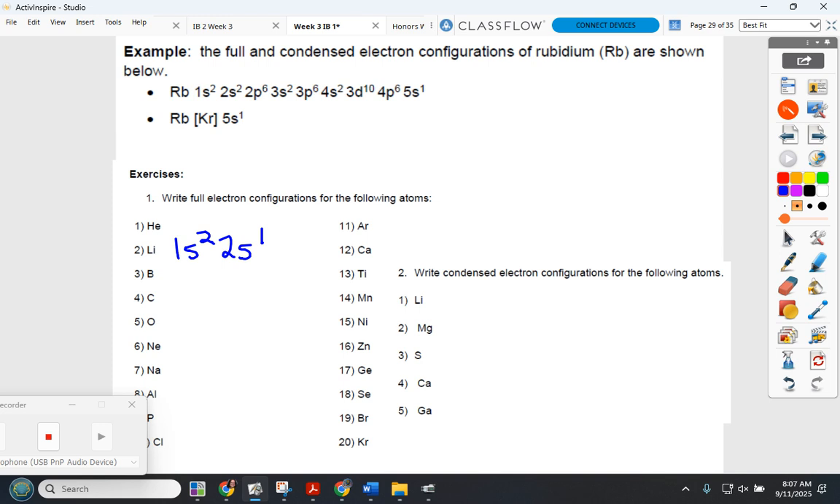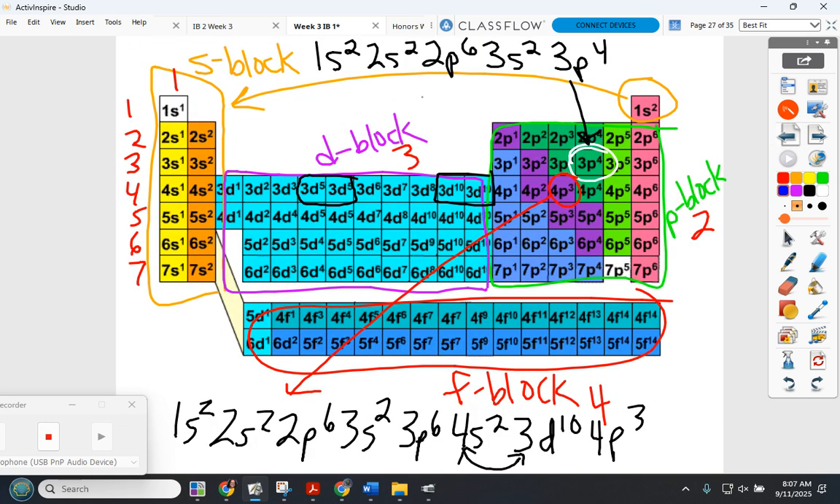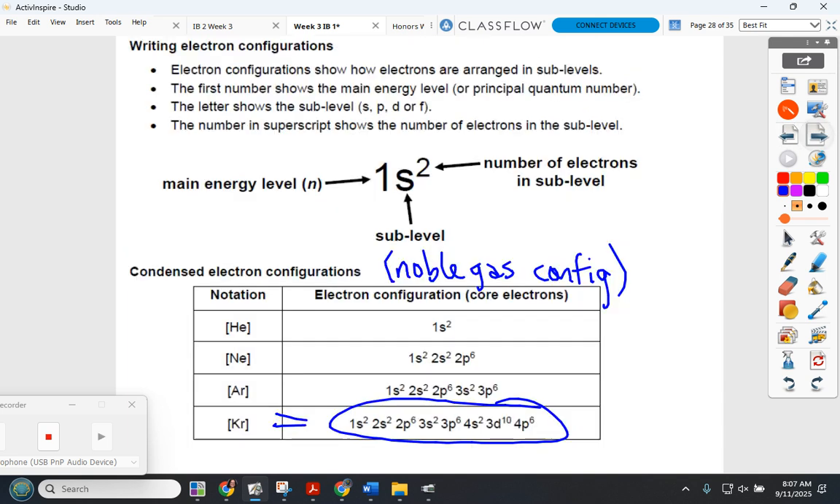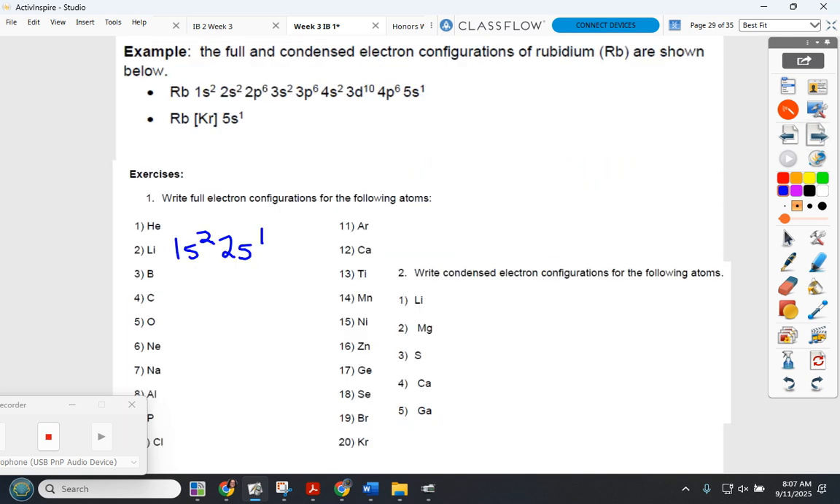So we would look at the noble gas that comes before lithium, which is helium, and we would write He in brackets, and then add the 2s1 because that's not included in helium, right? So that's not really any shorter. So we usually only use the condensed version when we're looking at bigger elements like rubidium, okay?